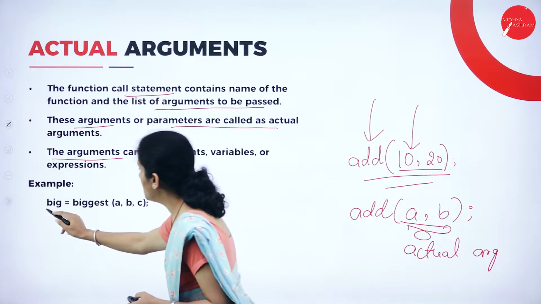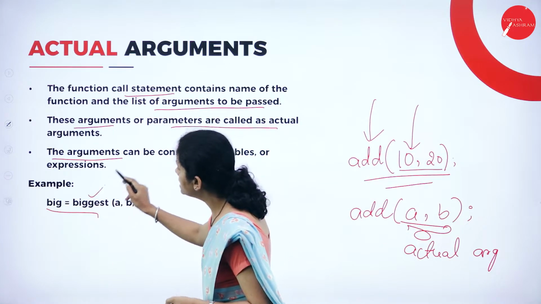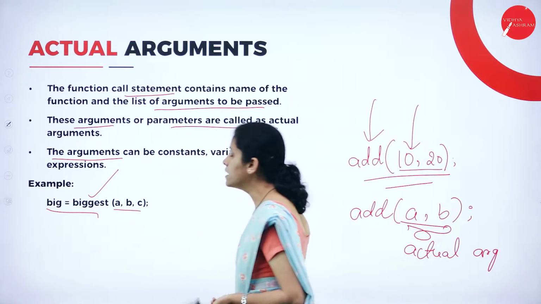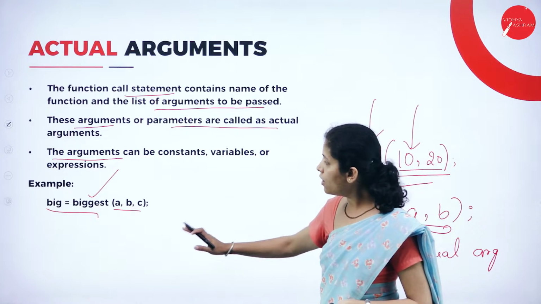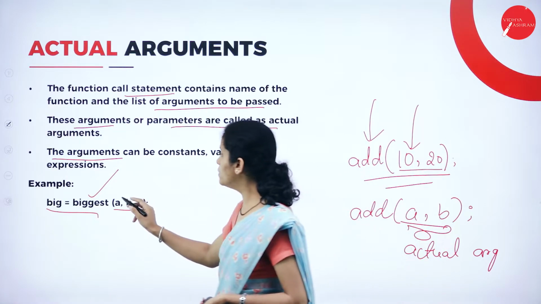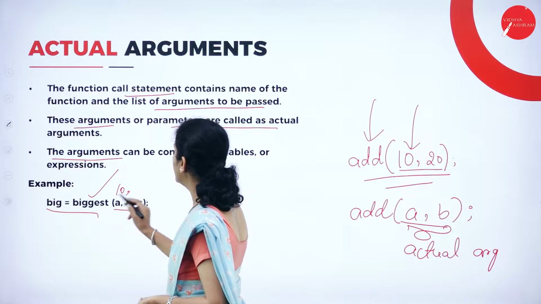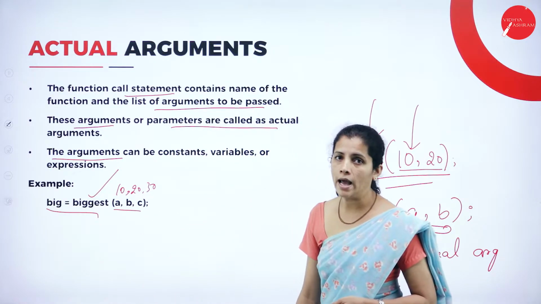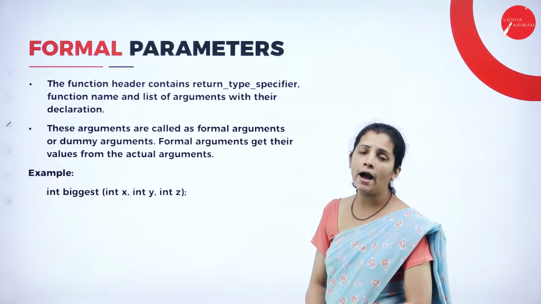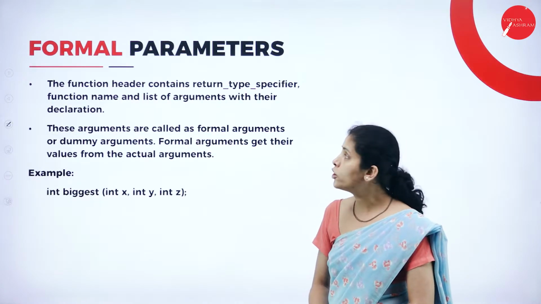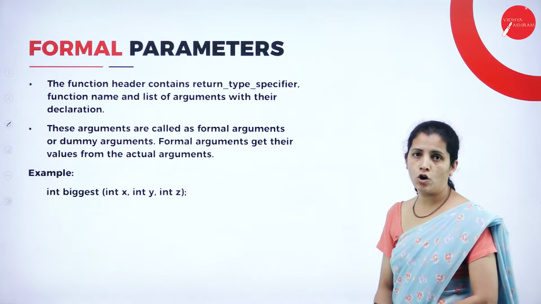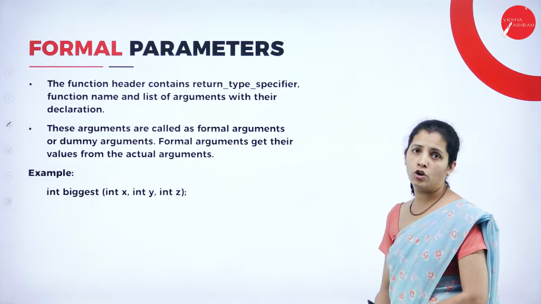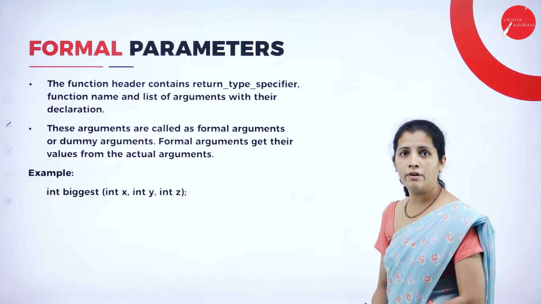Now this is the example. So here biggest is nothing but my function name, and I'm going to pass a, b, c. Instead of a, b, c, even I can pass constant values 10, 20 and 30. So both are valid. Now I'm going to have my second type of argument, that is formal argument, where I can use formal argument in my called function.